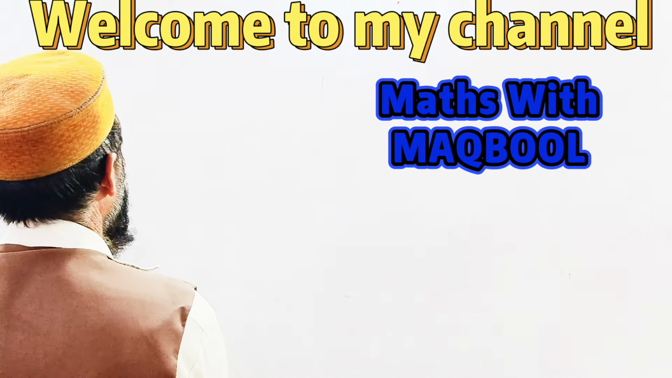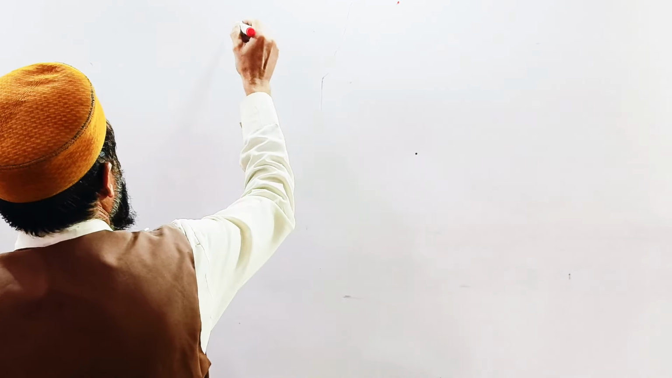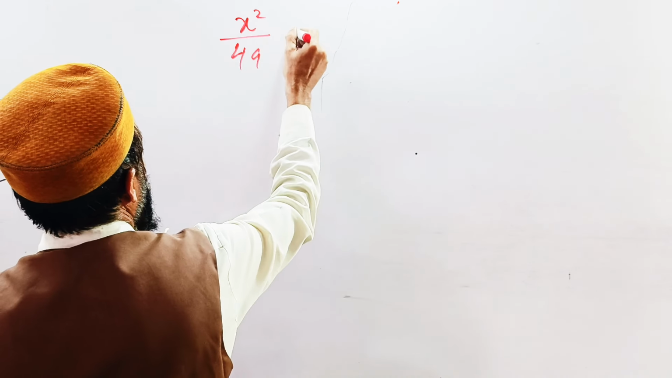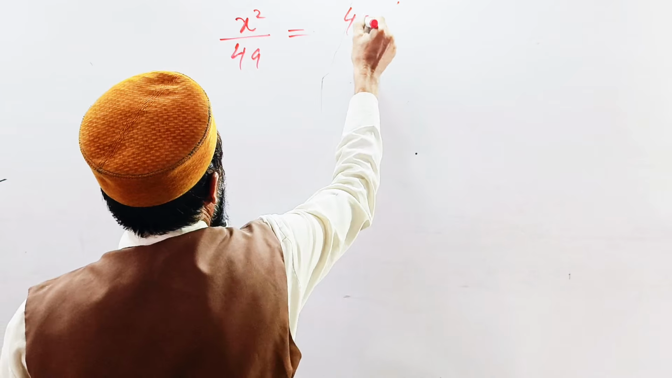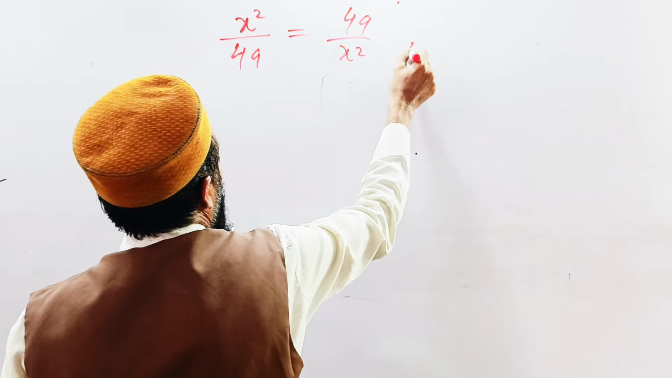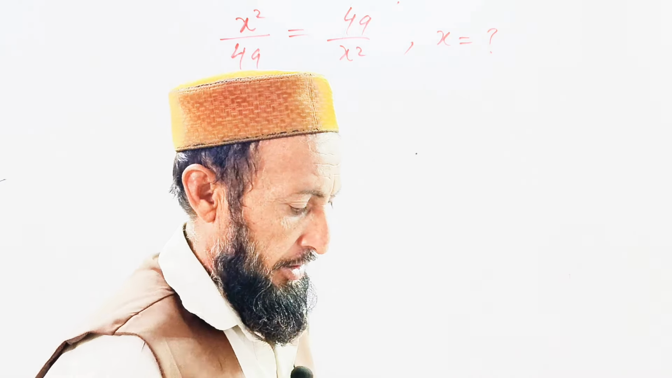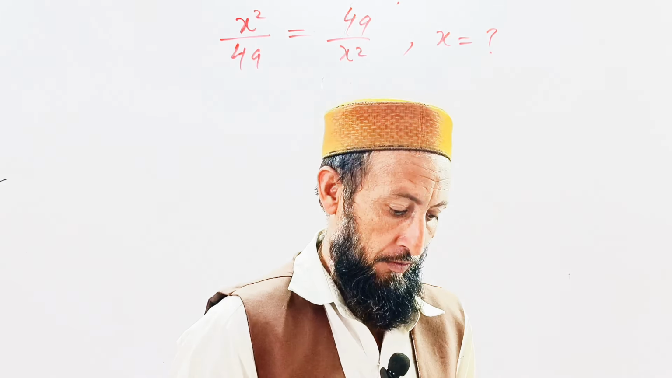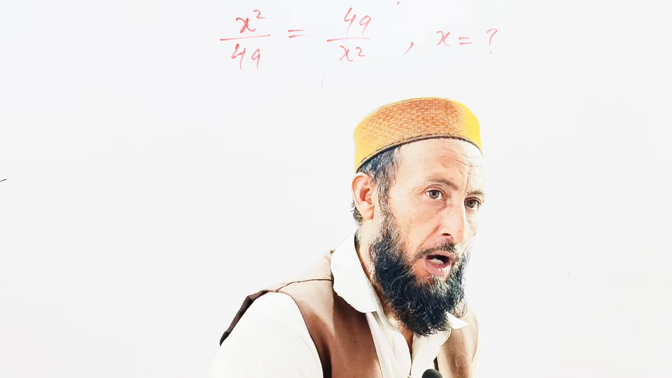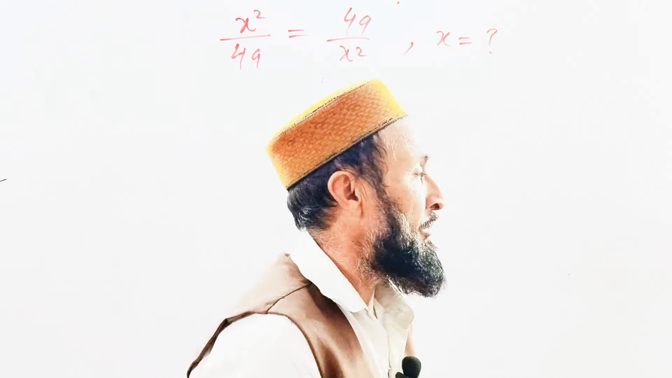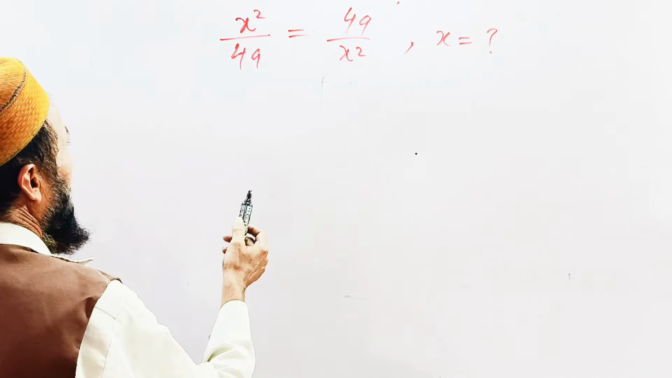Let's come. This question is x square divided by 49 is equal to 49 divided by x square. How can we find or calculate the value of x, which is unknown? In this type of question, we use a very different method.